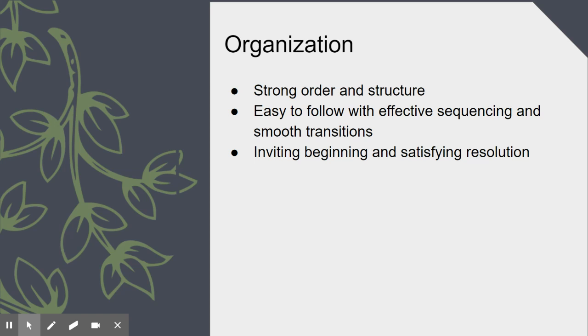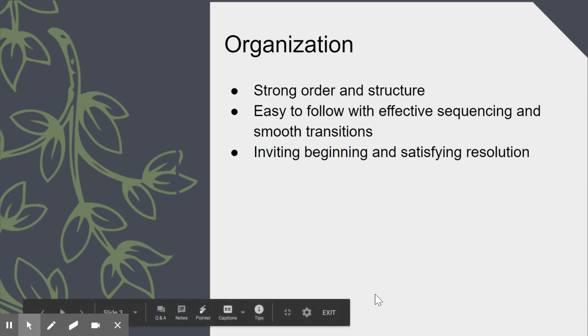When we say inviting beginning, that could be the beginning section of your narrative writing, but it can also mean your introduction paragraphs for your informative and opinion essays. We want to make sure we're setting it up nicely for the reader. And satisfying resolution, that can be the ending of a narrative story, and it can also be your conclusion paragraph for your informative essay and your opinion essay, making sure you're coming together with all of your ideas in one satisfying resolution.